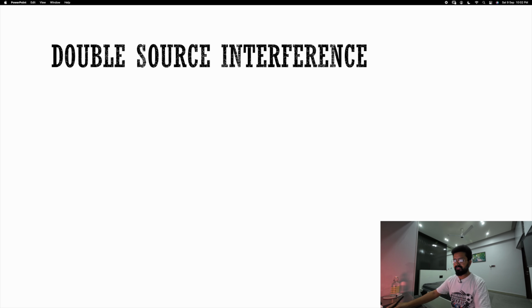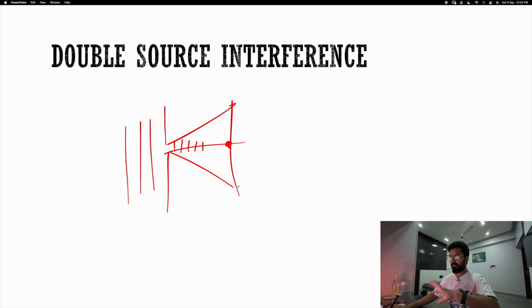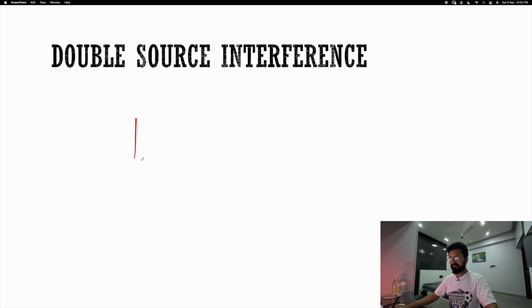Let's now move to the next topic, that is double source interference. What we have learned under diffraction is that when you send out a light wave, it doesn't just go straight and hit one spot. Instead, the ray may go and hit multiple spots on the wall, right? This is something which you already learned.